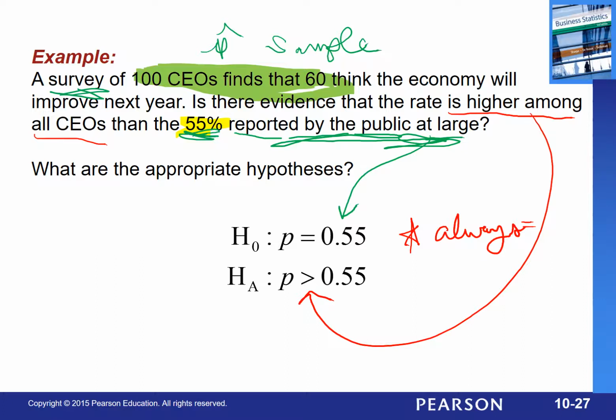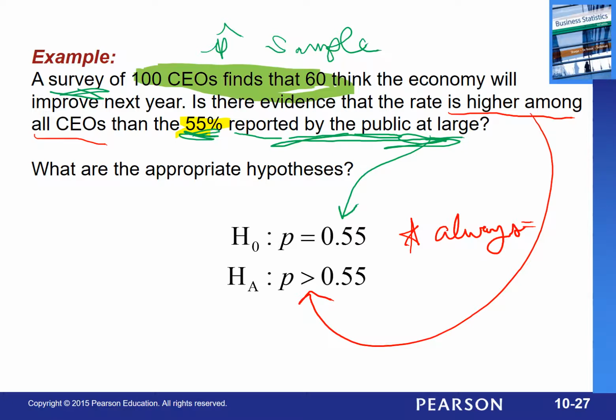The other thing to watch out for as you're approaching these is there are actually two numbers showing up on here. There is the 60 out of 100, that's right there, and then there's the 55%. So here's where you have to be very careful. One of these is from a sample, one is about a parameter.